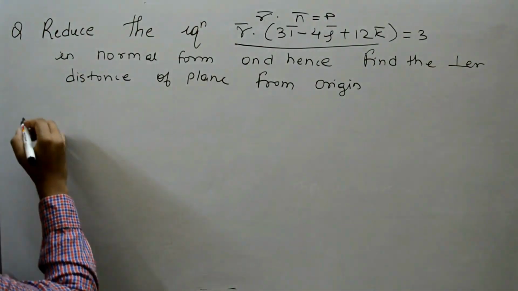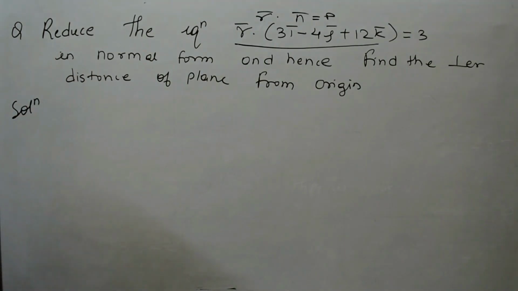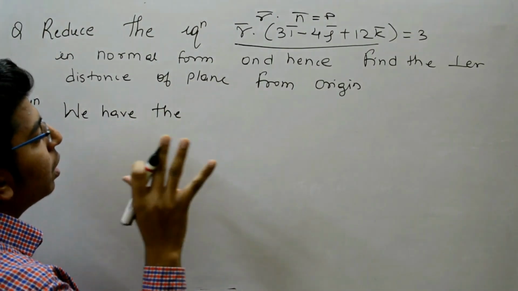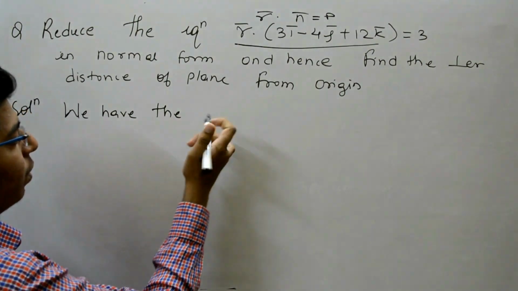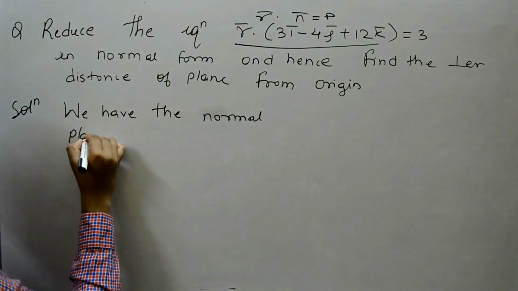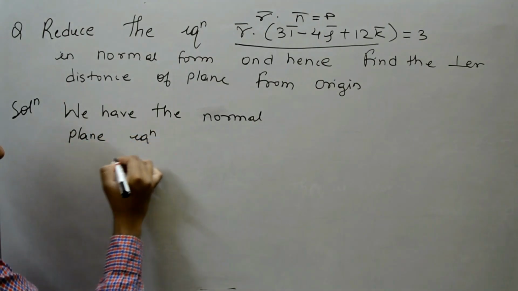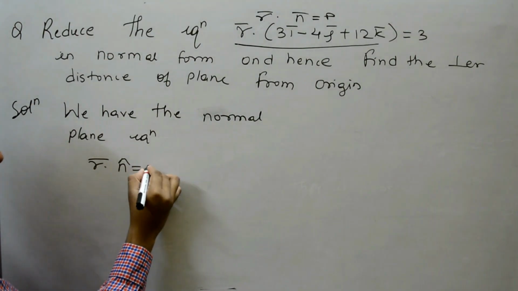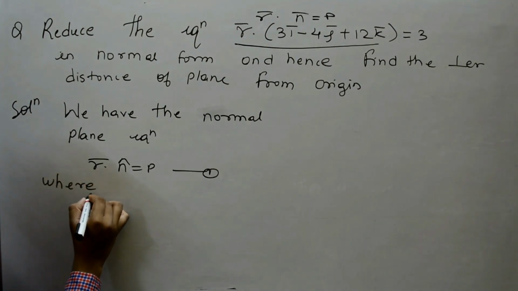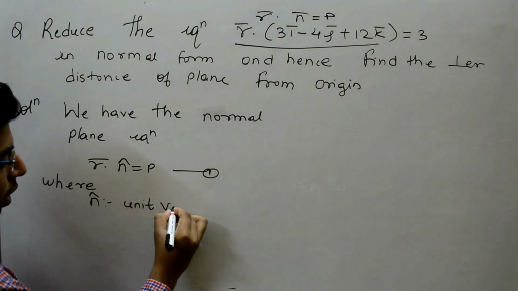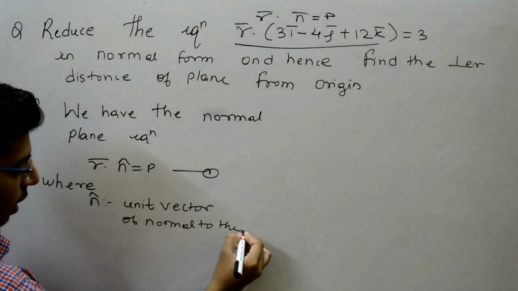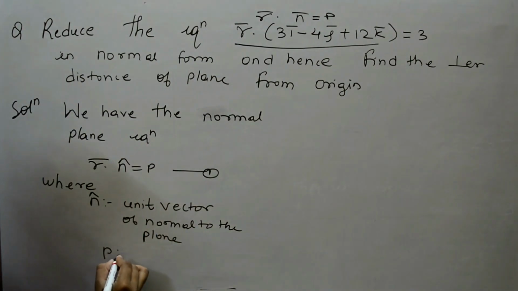So the procedure is, the solution will start from, as usual in all problems, we have the normal plane equation r bar into n cap is equal to p, equation number 1, where n cap is the unit vector normal to the plane and p is the perpendicular distance.